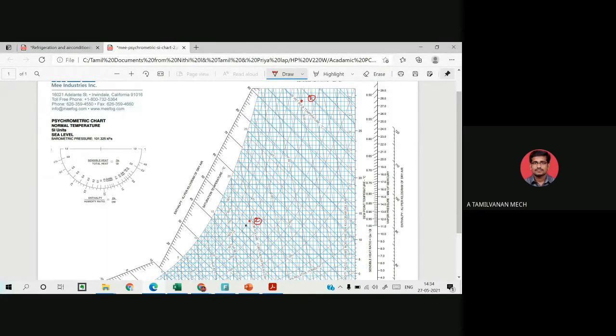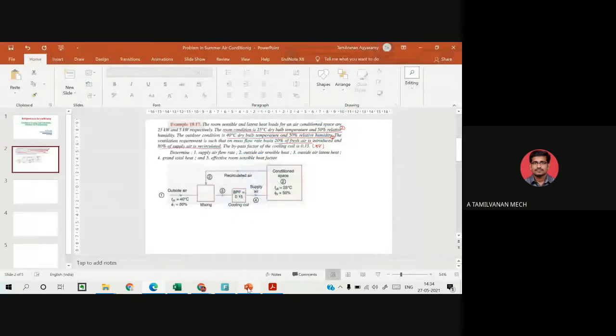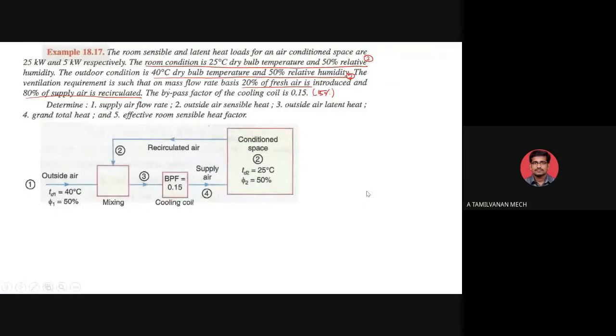Then draw the straight line joining 1 and 2 on the psychrometric chart. After that, move to the problem to find the mixing condition. Before the mixing condition, you must find the room sensible heat factor, because in the problem the given room sensible heat is 25 kilowatt and room latent heat is 5 kilowatt.